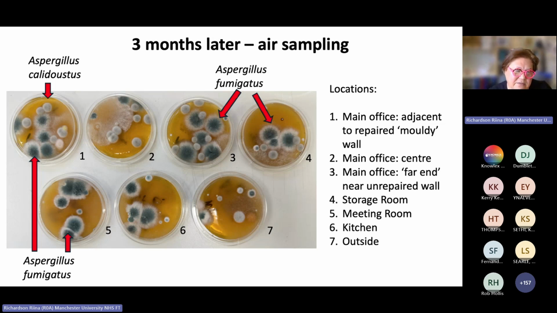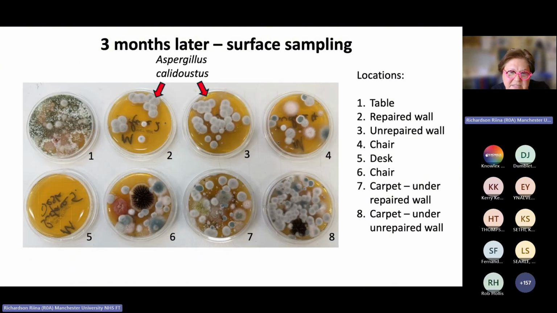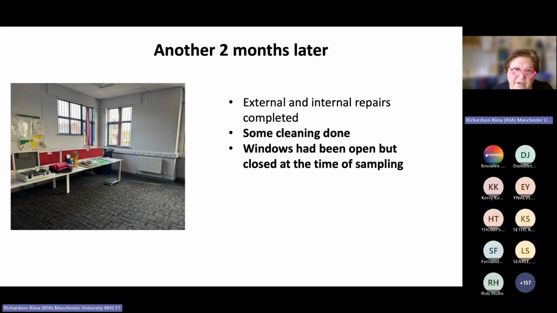But there was still those little colonies pointed as Calidoustus, quite a lot of it around there, so not all gone. And we told them, these are surface samples still from those areas, dust from desks. Of course, they hadn't cleaned the place yet, so the dust still had a lot of molds in there. Another couple of months later, they were drying the area and finally fixed that other wall.